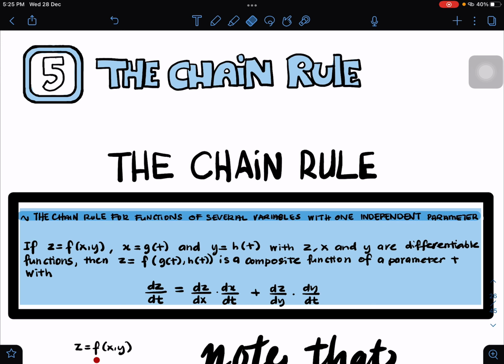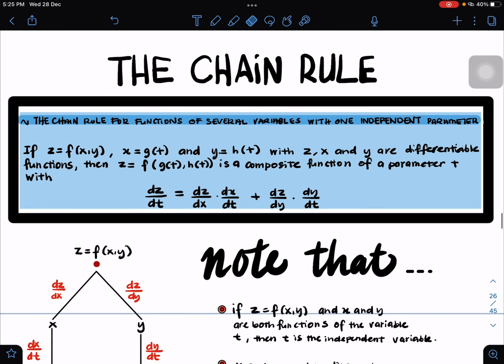So let's say the first one: we want to use the chain rule for a function of several variables with one independent parameter. Let's say we have a function of z in terms of x and y, but x and y are actually functions in terms of t. We have z as a function of x and y, and x and y are other functions of t, with z, x and y being differentiable functions, which means functions that can be differentiated.